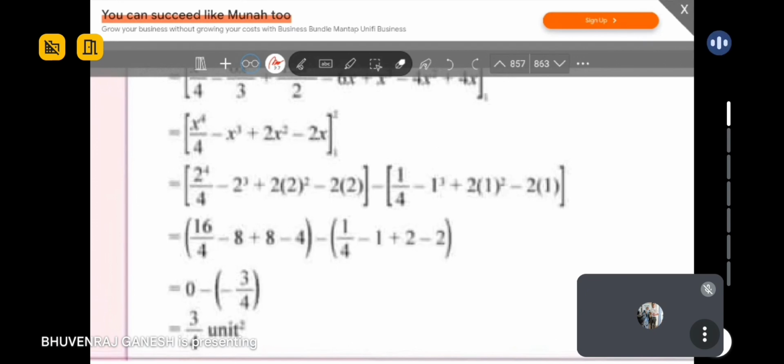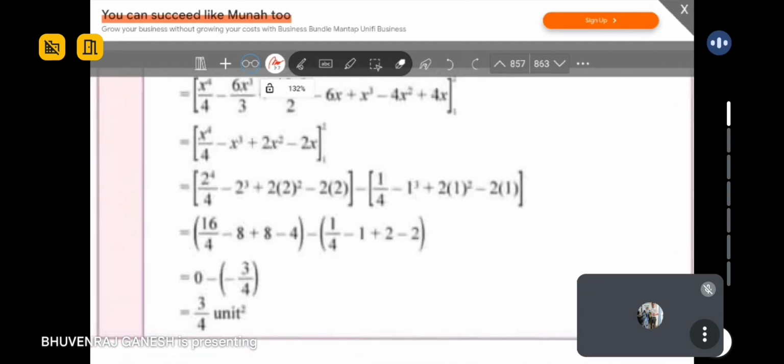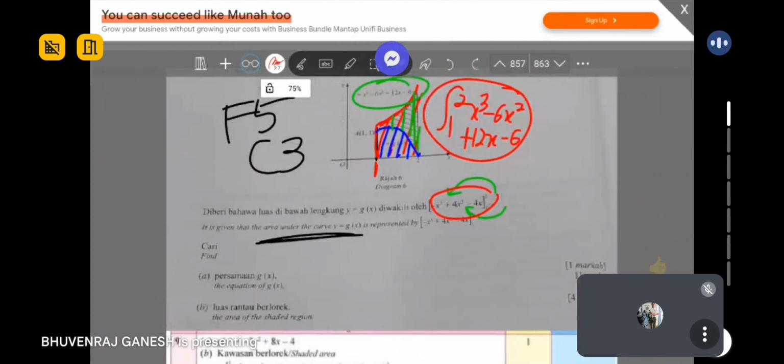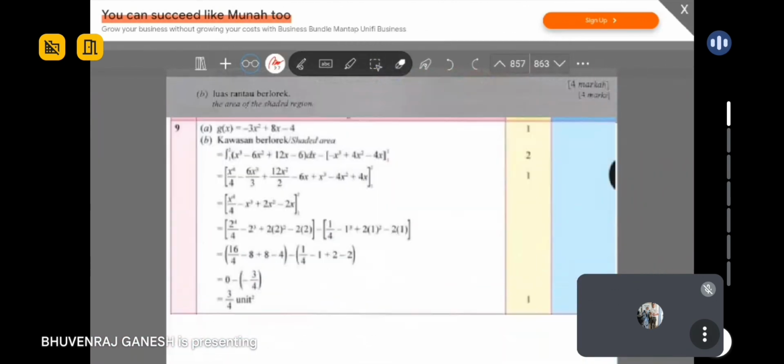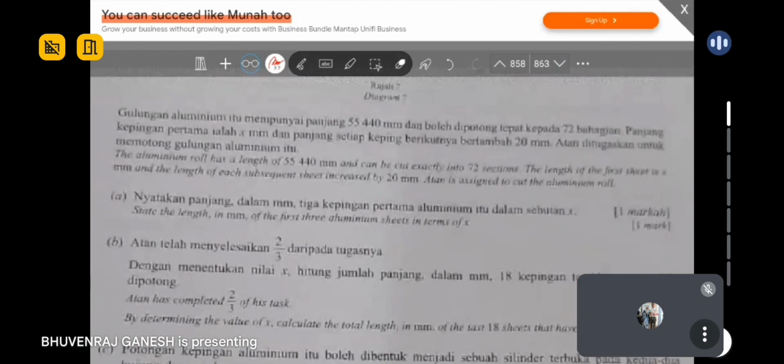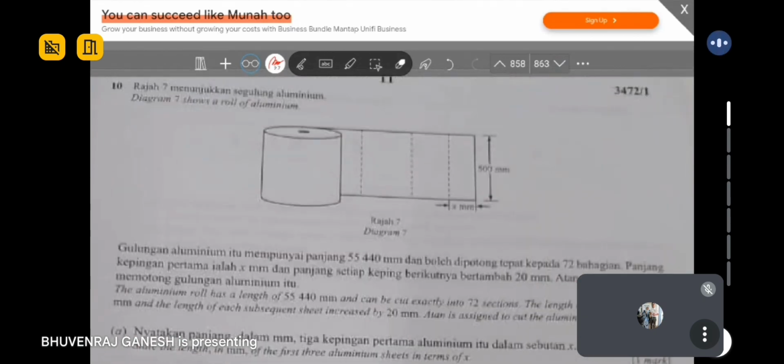Okay? Can guys? Question number 9. Are you clear? Can? Okay, next one. Ariana, bagi saya satu nombor. 1 to 10. Now we are going question number 10. Soalan ke-10.